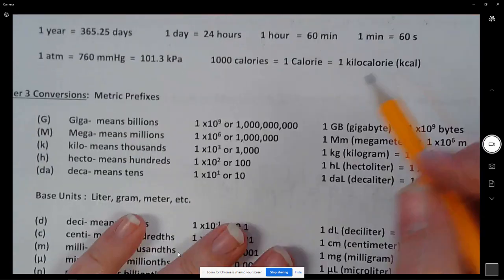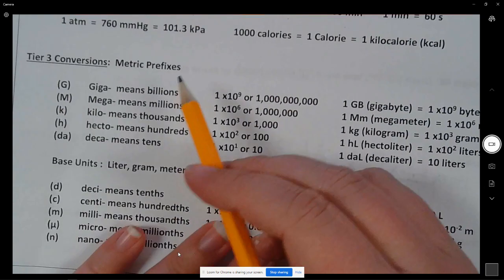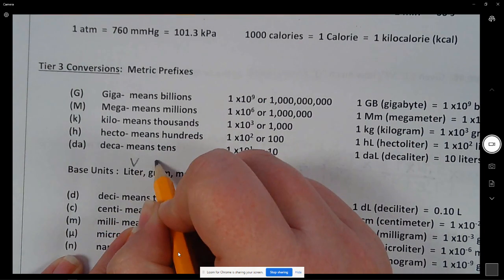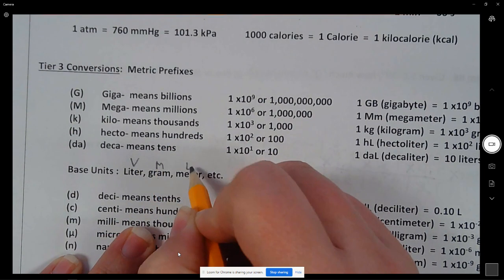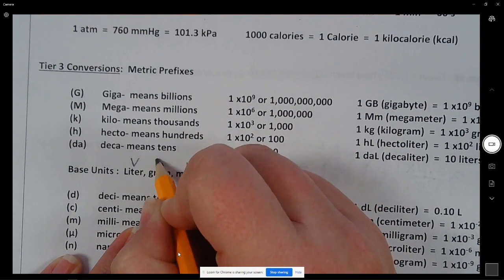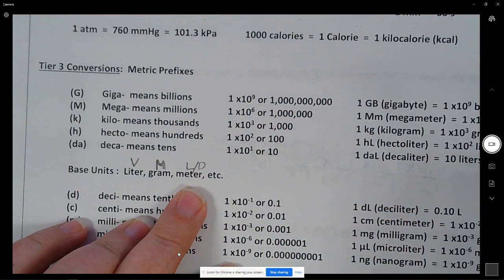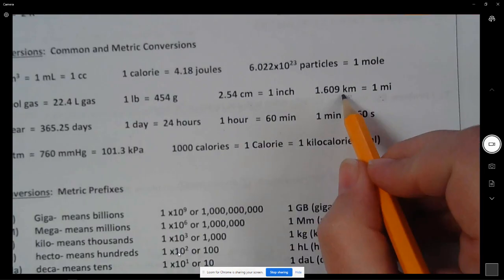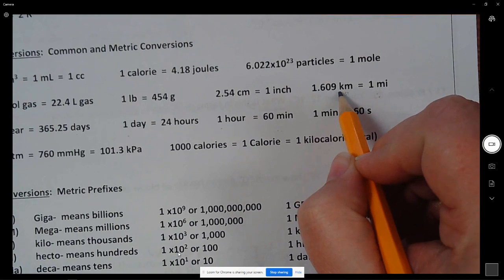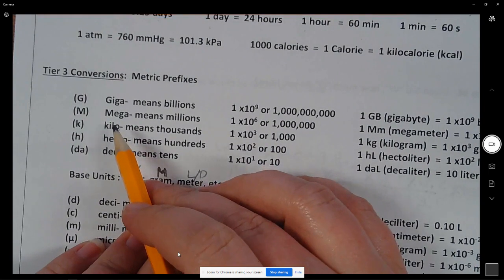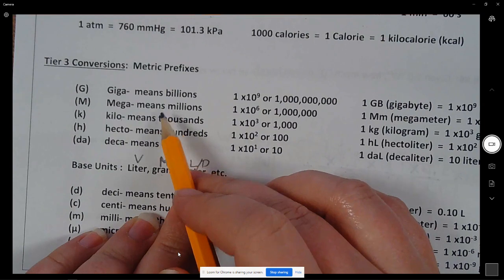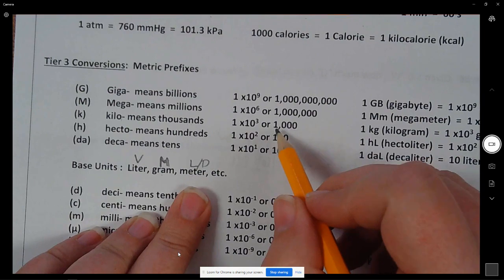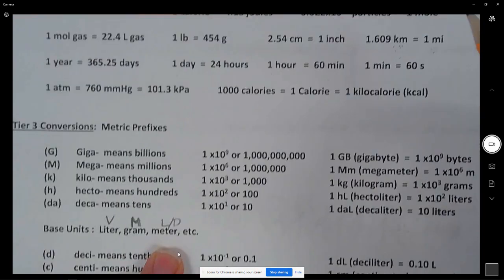Tier 3 is your metric prefixes. These are your base units: liter is for volume, grams is for mass, and meters is for length or distance. In this case, we're talking about distance, so meters is my base unit. The letter in front of it, like the K for kilometer, is a prefix. Kilo means 1,000. So in a kilometer, there are 1,000 meters, 1,000 of your base units.